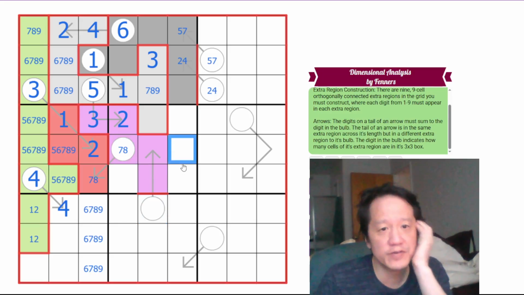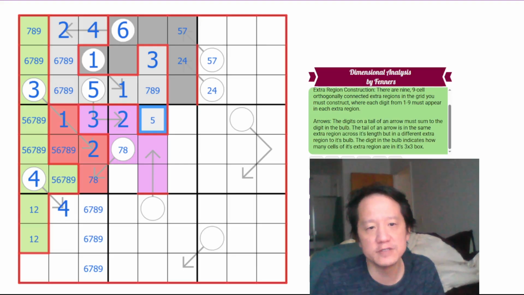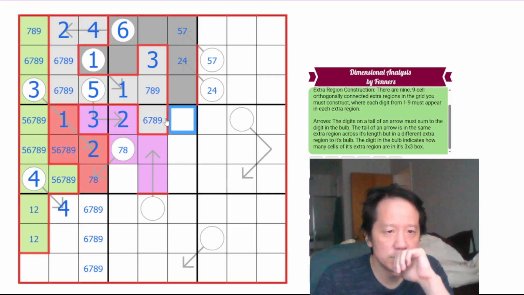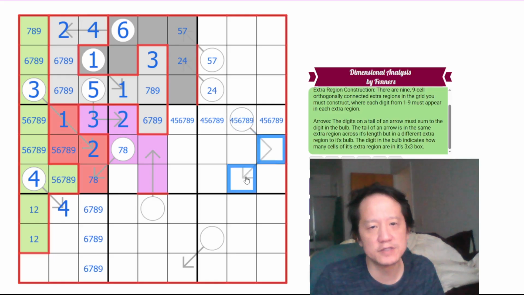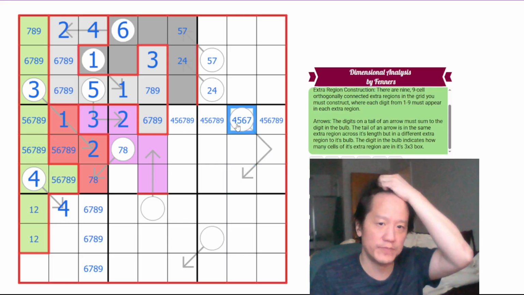This is still 7 or 8. This has to be 6 through 9. 6 through 9 here. These are 4 through 9. This is necessarily a different region than this, so it cannot be 8 or 9. So these two are different regions than that one.